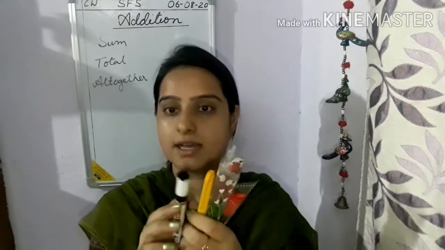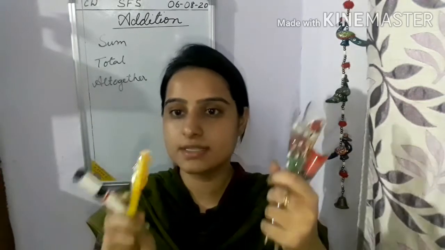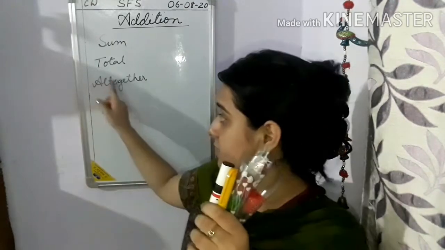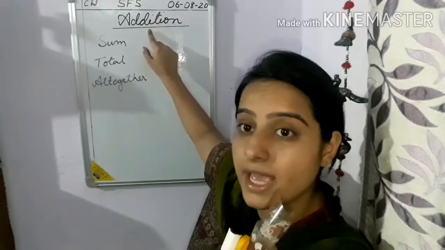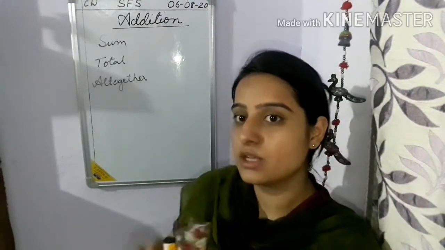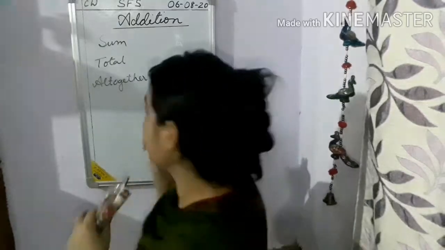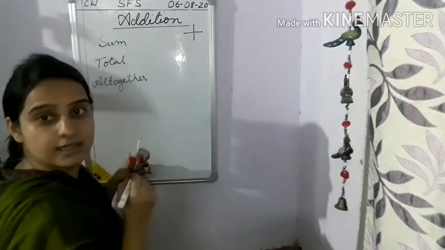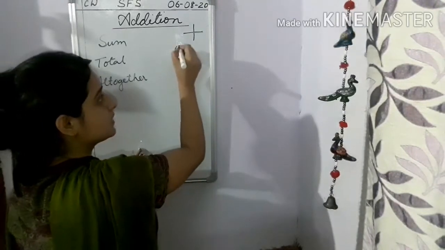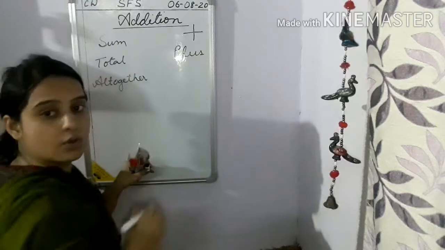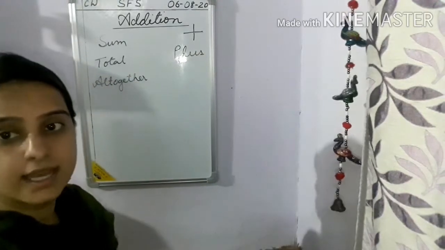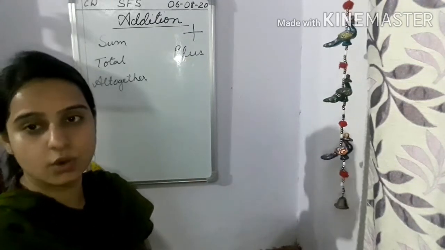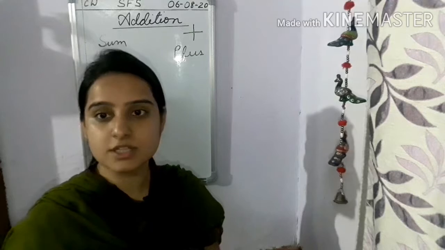So as I had 3 roses and 3 pens, and I want to bring all this all together, what am I going to do? Addition. Okay. So for this, children, one sign is used. What is this sign called? Plus. This plus sign is used in addition. Okay. So let's start the class, children.